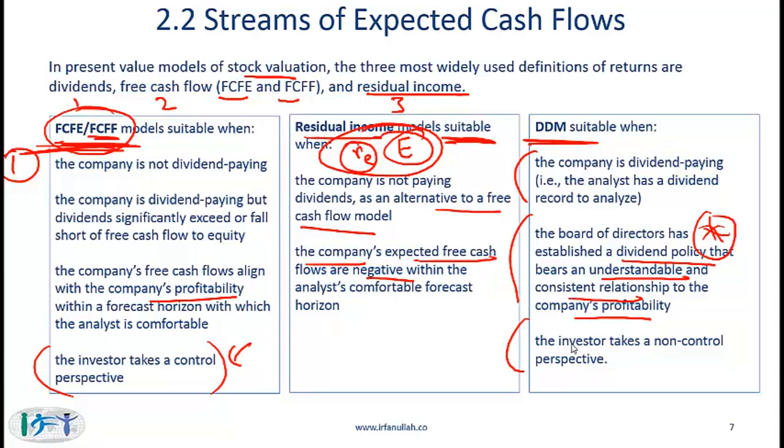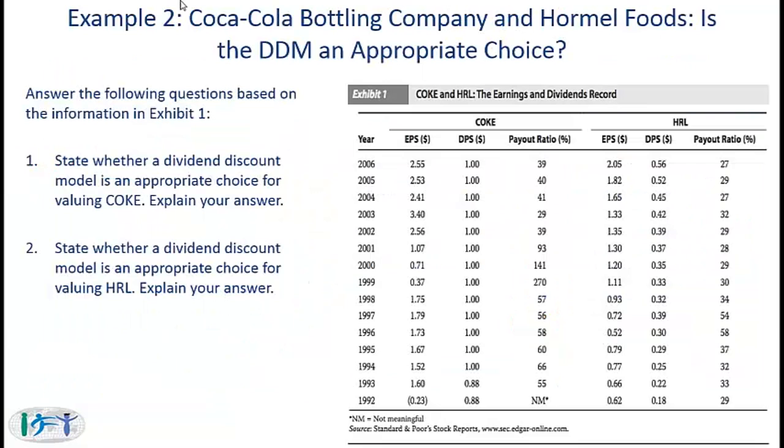Also, investors often use the DDM when they take a non-control perspective, in the sense that you are a relatively small investor, you are getting dividends, and you don't have control over the amount of those dividends, so you have a non-control perspective. Let us look at Example 2 now, and I want you to do this before listening to the answer or before looking at the solution in the curriculum.